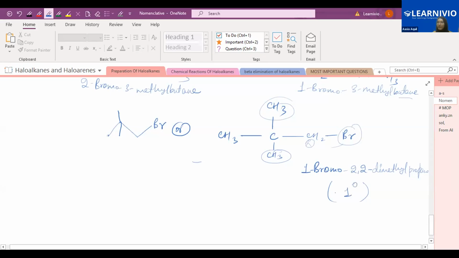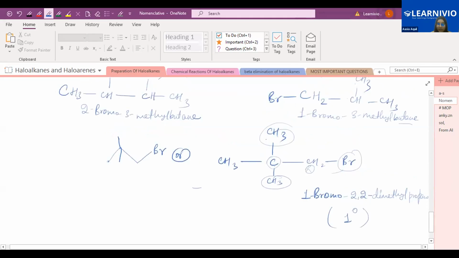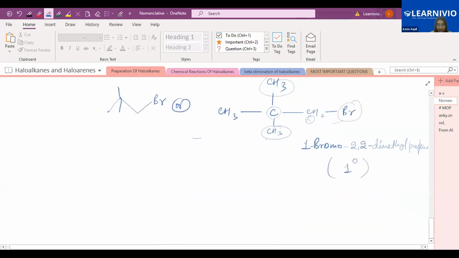Okay, now you understand the concept, right? So it's again a primary one. You have to check only this carbon. This carbon is attached to only one group, which is this carbon. Okay, you don't have to look further. Sometimes what the students do, they see this carbon and they just tell that it is quaternary, which is very wrong. Okay, very good.